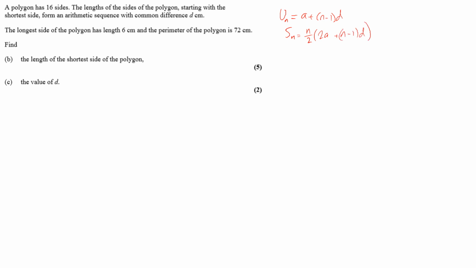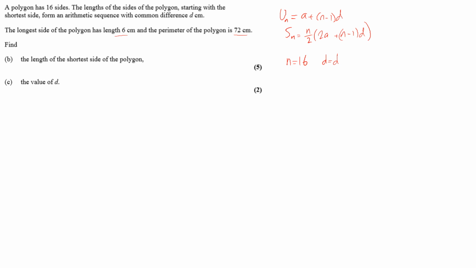Okay, so we've got a polygon with 16 sides. That suggests to me that we're going to use n is equal to 16. The lengths of the sides form an arithmetic sequence with a common difference of d, so we're not being told d in this case. The longest side is 6 and the perimeter is 72. Now there's two ways you can go with this one, but if I'm being told the longest side, you could take that as being the last term in the sequence.